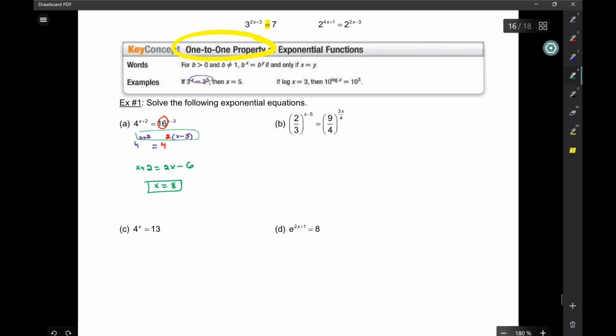Here I have 2/3 and 9/4, right? Now, how do you go from 2/3 to 9/4? Well, not only do you square, but you also take the reciprocal, right? So what are we going to do here? So this is 2/3 to the power of x minus 5. And I have to write this in terms of 2/3. So I say 2/3 to the power of -2. All right? So again, once you do this, it has to be equivalent to what you started with. And then times 3x/4.